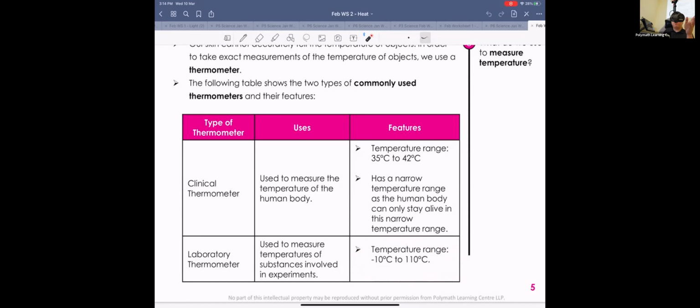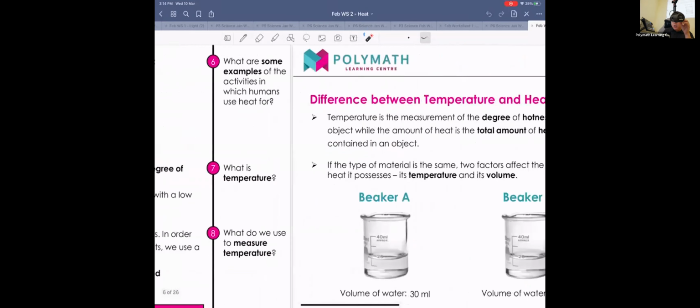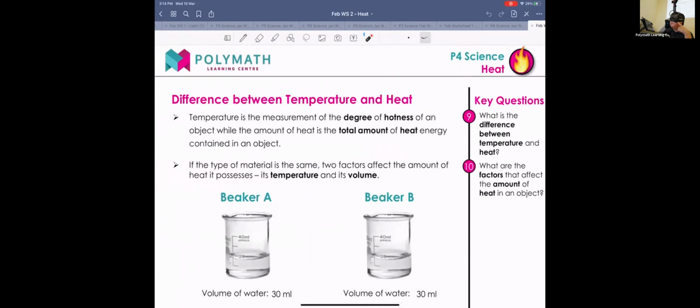100 degrees Celsius is boiling water. It's like your soup, right? Let's say you use hot coffee. The hot coffee is around 80 to 90 degrees Celsius. Okay, so now the difference between temperature and heat is this.